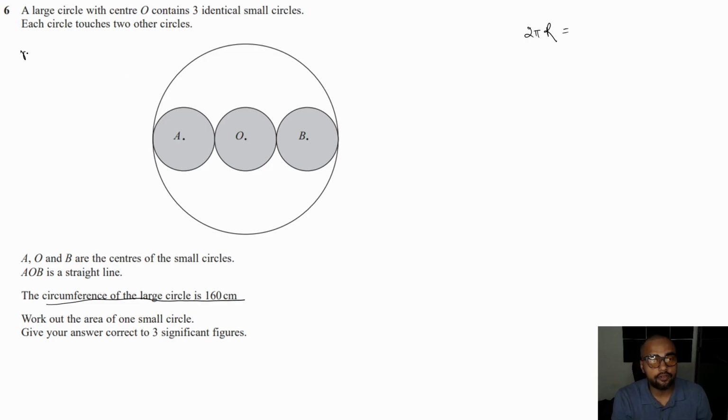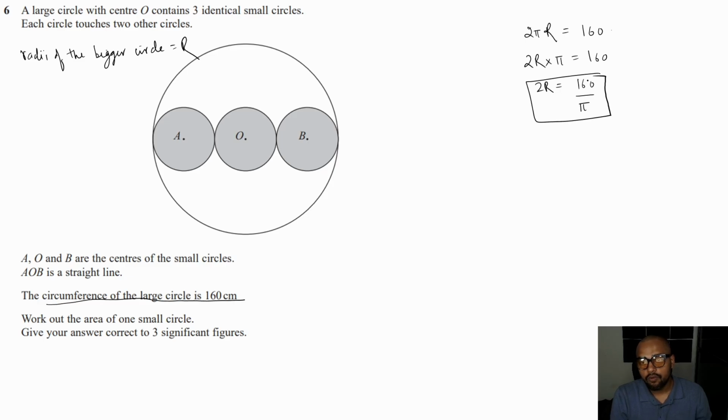I'll be writing it here for you. The radius of the bigger circle is capital R. So 2 pi R will be equal to 160. 2R times pi will be equal to 160. 2R equals 160 by pi. Why am I doing this? Why am I taking 2R equals 160 by pi?